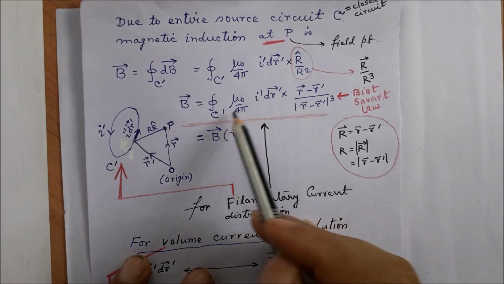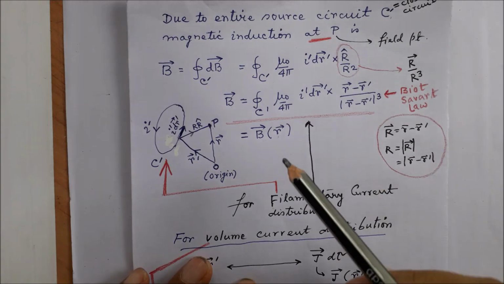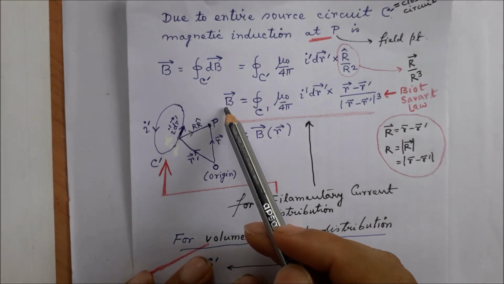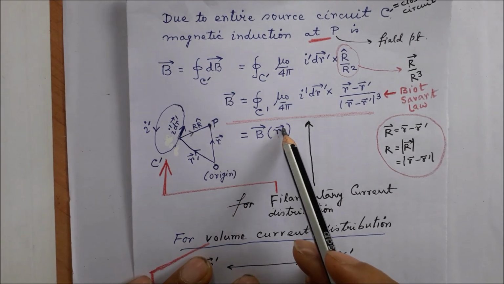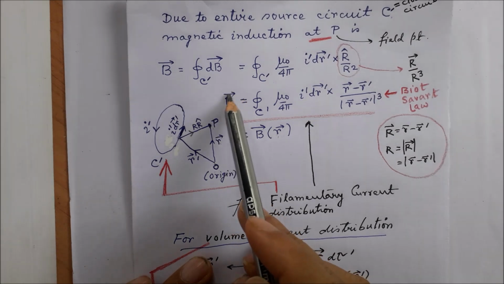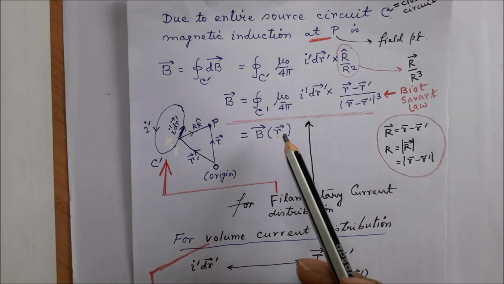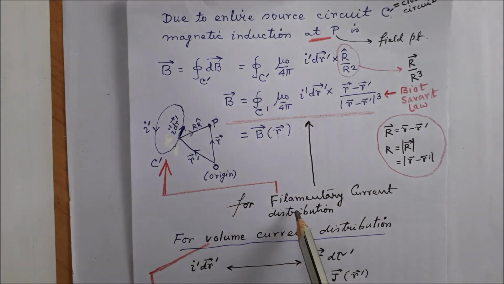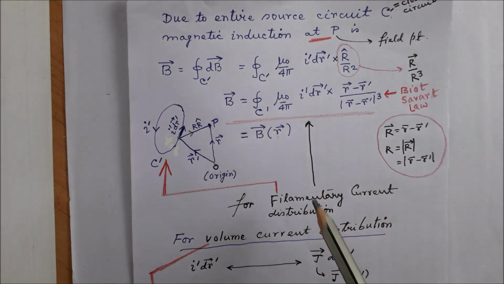So after integration, naturally r prime will not occur in the expression of B. But since we have done nothing to this vector r, after integration the magnetic induction vector will contain vector r. In other words, the magnetic induction is a function of field, and we call it a field function. The expression which is written over there corresponds to a filament, and therefore it is called a filamentary current distribution, Biot-Savart's law for filamentary current distribution.